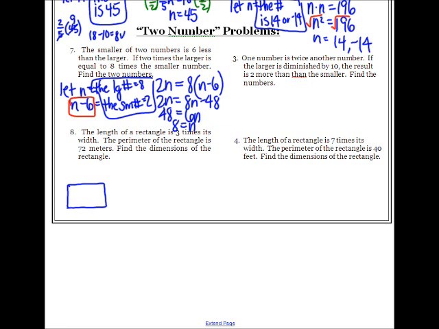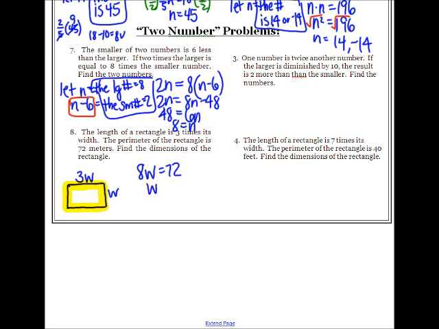How's that? The length of a rectangle is 3 times its width. So what do I know nothing about? The width. I know the length is 3 times the width. Perimeter. Be very, very careful with perimeter. I get all kinds of students that go, okay, 4w equals 72. No, because perimeter goes all the way around. It's not just where you see the variables. So in fact, it is not 4w, it is 8w equals 72.